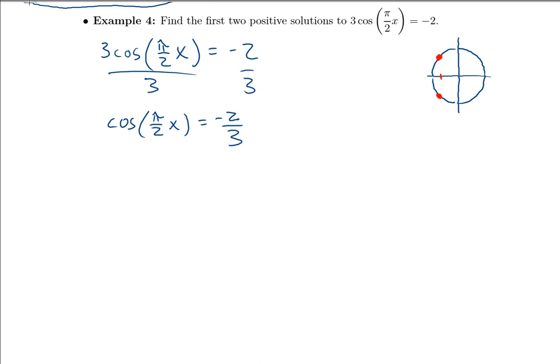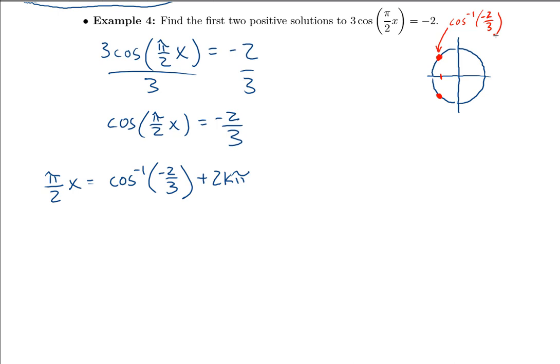All right, so how are we going to do this? Okay, well, if you have a function of something equals a number, if you apply the inverse to both sides, then that's going to get the pi over 2x by itself, right? So we'll say this, pi over 2x equals the cosine inverse of negative 2/3. And of course, just like always, plus 2k pi. Now, I think it's a useful thing to go and understand the cosine inverse of negative 2/3. Which one of those dots is it? Remember that the cosine inverse always spits out values between 0 and pi. So I know that this is my cosine inverse of negative 2/3.